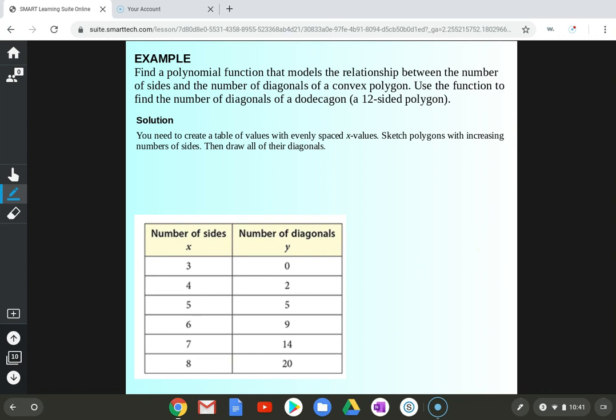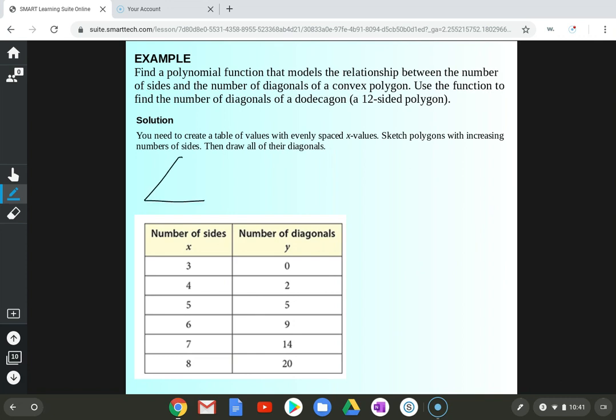Okay, so we're going to do a little experiment here. We're going to find a polynomial function that models a relationship between the number of sides and the number of diagonals of a convex polygon. So if we start with a number of sides, I had this covered up, and one of the things with this online suite is that it takes your shades away, so you'll just have to see it.